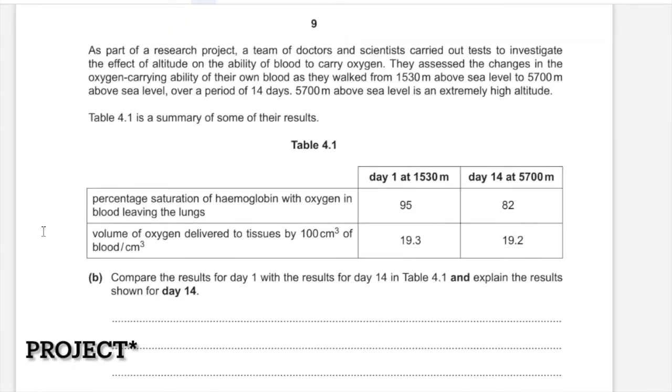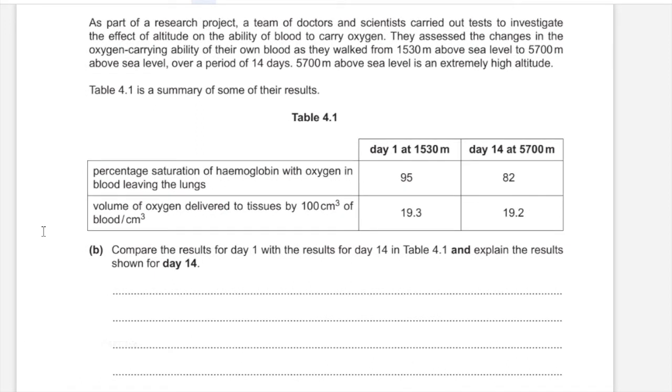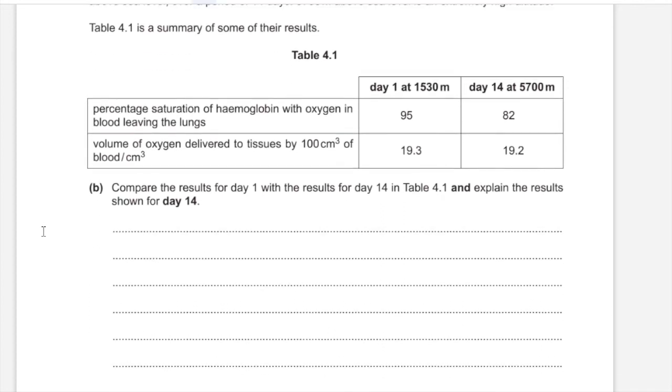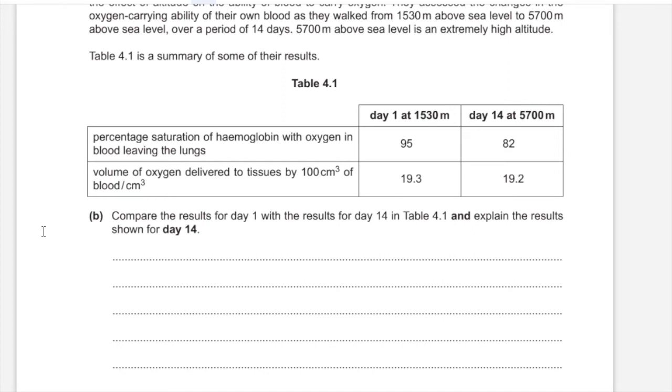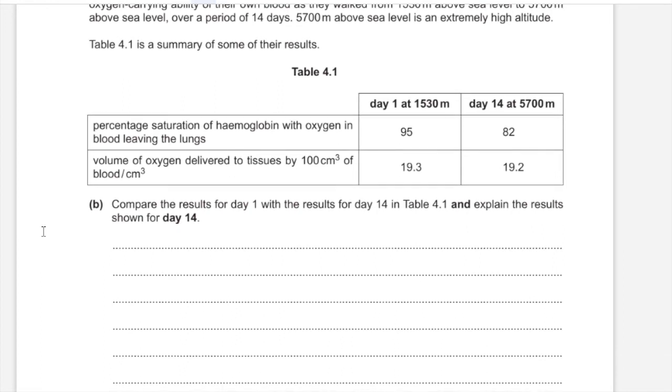As part of a research project, a team of doctors and scientists carried out tests to investigate the effect of altitude on the ability of blood to carry oxygen. They assessed the changes in the oxygen carrying ability of their own blood as they walked from 1530 meters above sea level to 5700 meters above sea level over a period of 14 days. 5700 meters above sea level is an extremely high altitude. Table 4.1 is a summary of some of their results, and part B asks you to compare results for day 1 with the results for day 14 in Table 4.1 and explain the results shown for day 14.